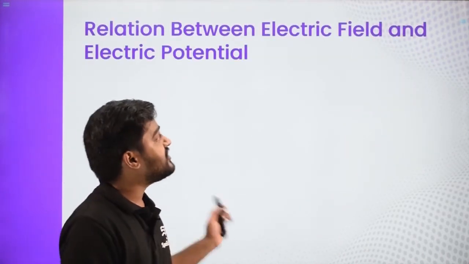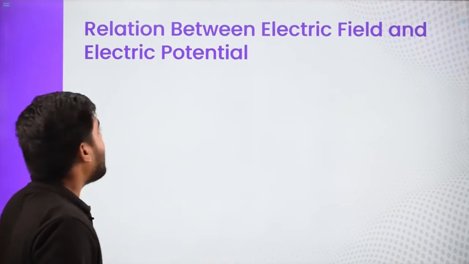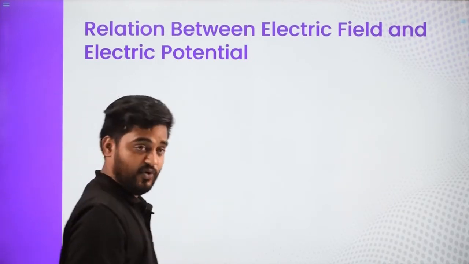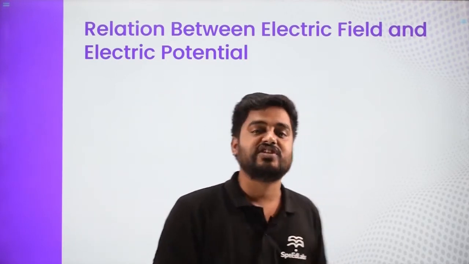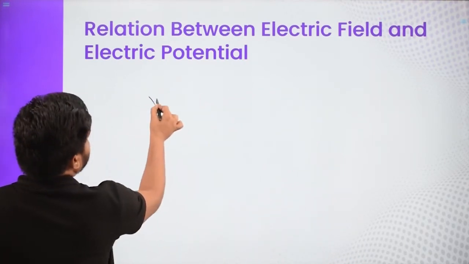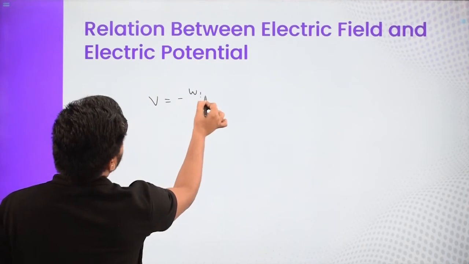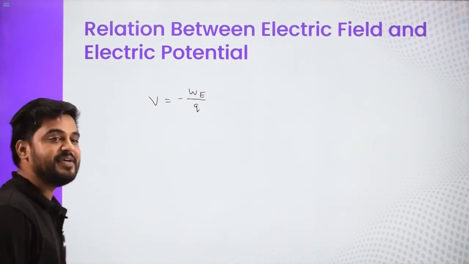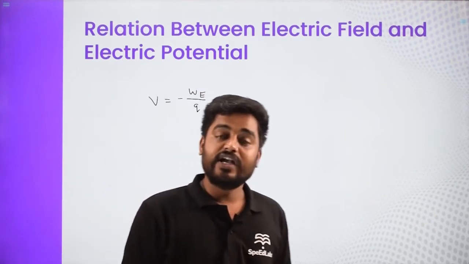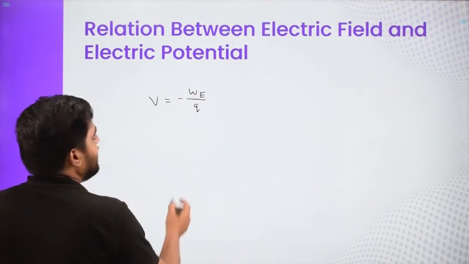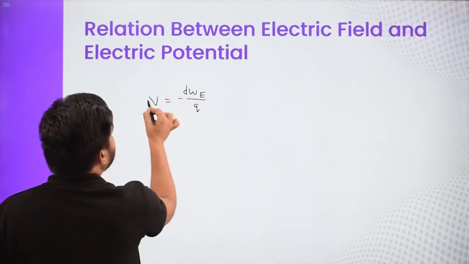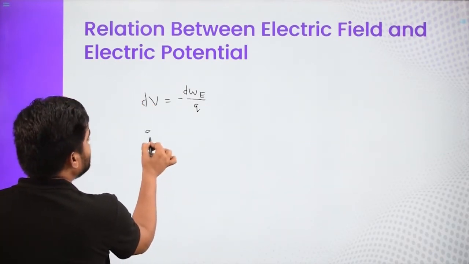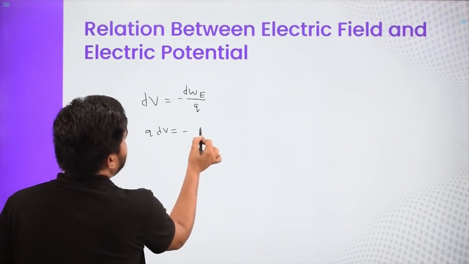Next is the relationship between electric field and the electric potential. If we go by the original definition, potential is nothing but negative of work done by electric field per unit charge. Now what is the work done? Work done is basically force into displacement. So let the small work done be dW and the small potential difference be dV. Now I get Q dV is equal to negative of dW.